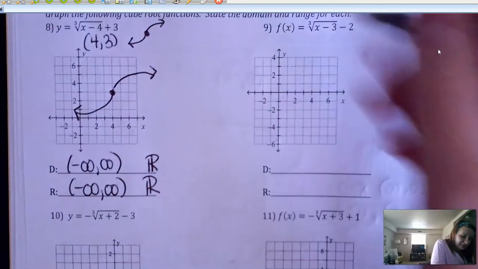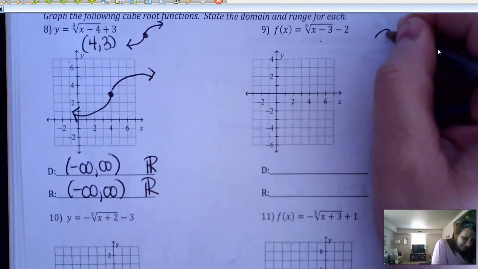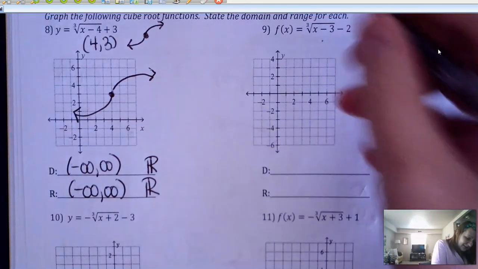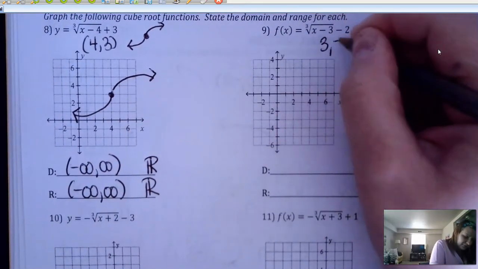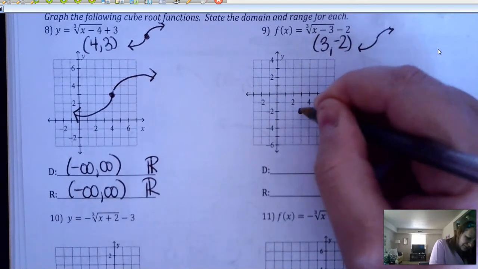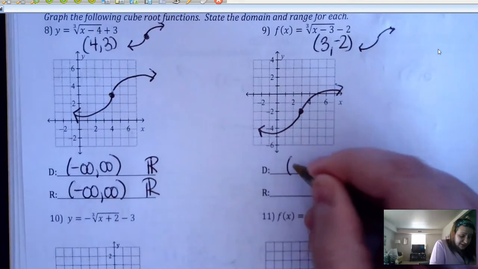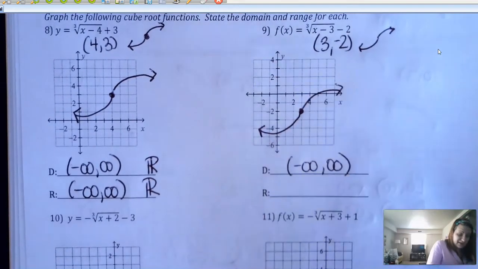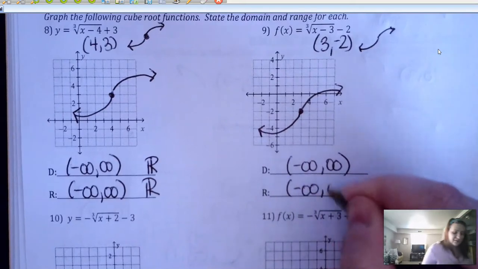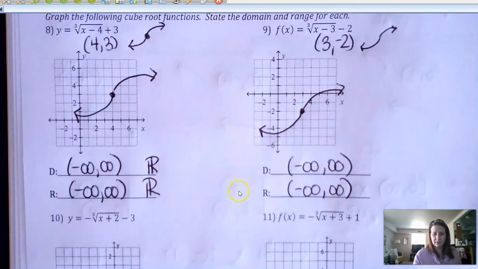Okay, so to find that middle point, this is a positive cube root. So I know it's going to sweep up to the front and back to the left. Opposite copy, this is 3, -2. To find that point, you're going to sweep up to the right, back to the left. Domain, it goes left and right forever, so you're going to cover the whole x-axis, negative infinity to infinity. It's going to go up and down forever. You're going to cover the whole y-axis up and down to infinity.